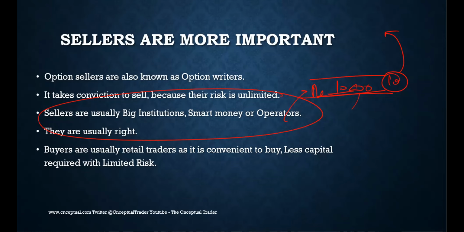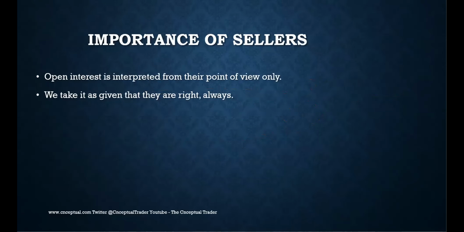And who are the buyers? Buyers are usually the retail traders, because it is convenient to buy, less capital is required, and the risk is limited. Because option sellers are facing huge risk and deploying huge capital, we assume that they are right. And all the data reading which we do in open interest analysis is done from their point of view, especially on the day of expiry. It can change to some extent on other days. We'll discuss that some other day. But right now, on the day of expiry, the open interest is interpreted from the point of view of sellers only, and we take it as a given that they are always right.